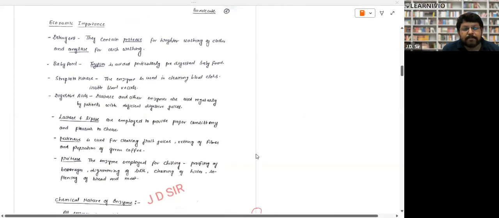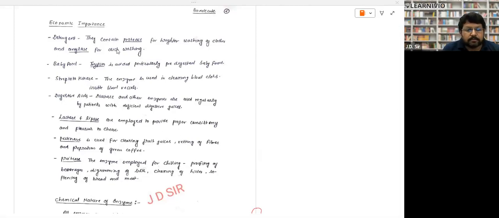What is the economic importance of enzymes? They are used as detergents. They contain proteases for brighter washing of cloth and amylases for dishwashing. So proteases are a type of enzyme used for washing of cloth, and amylases are enzymes used for washing of dishes.